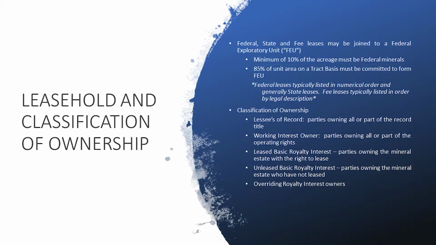Classification of ownership. There are lessees of record, which are all parties owning the record title. For those that haven't ever worked with federal leases, there are two different types of ownership of a federal lease. There's lessees of record, or the record title interest, which is the name the BLM will have assigned to the lease. The responsibilities of those parties, what I boil down to, is they're the parties that are going to be noticed. They're the parties that are responsible for making sure any rentals or fees or fines are paid.